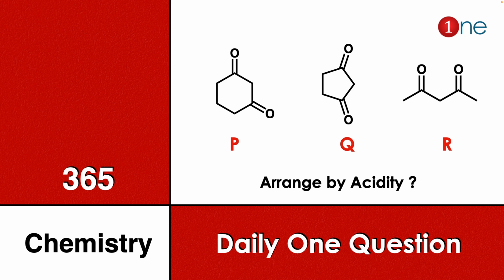Daily one question for you. Here 3 different compounds are given. All are diketones. P is with a 6-member ring, Q is with a 5-member ring, R is the open ring. So you have to consider which one loses H+ easily and which is more acidic.